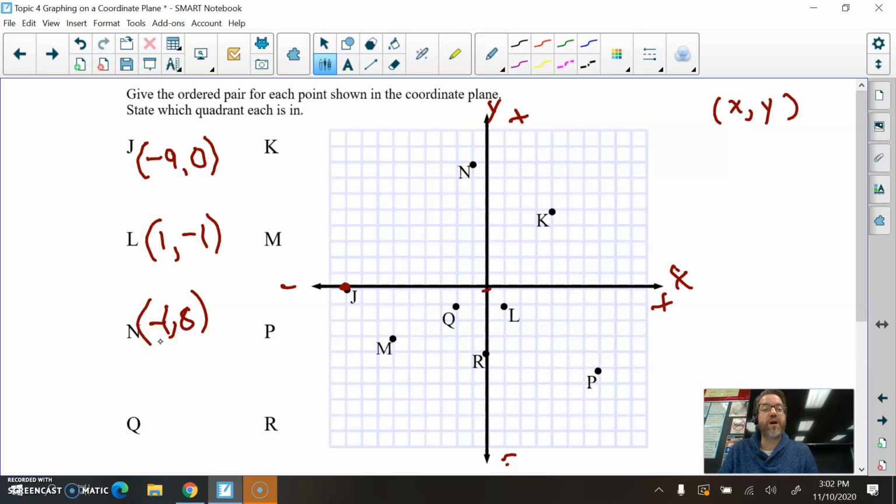All right, I'm about out of time, so I'm going to leave this in the hands of your teacher if they want to do the other points, Q, K, M, P, and R. But that's how we graph on a coordinate plane.